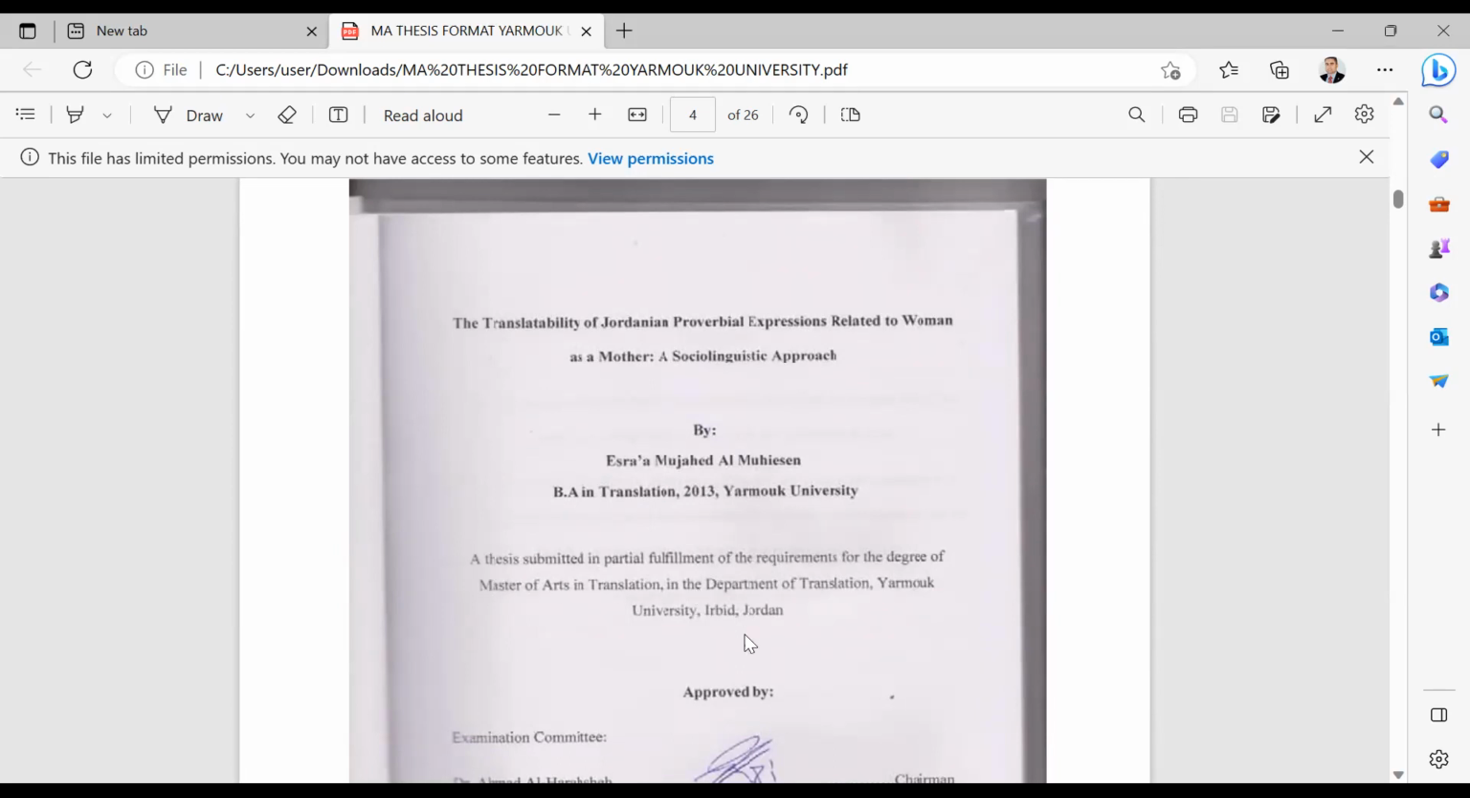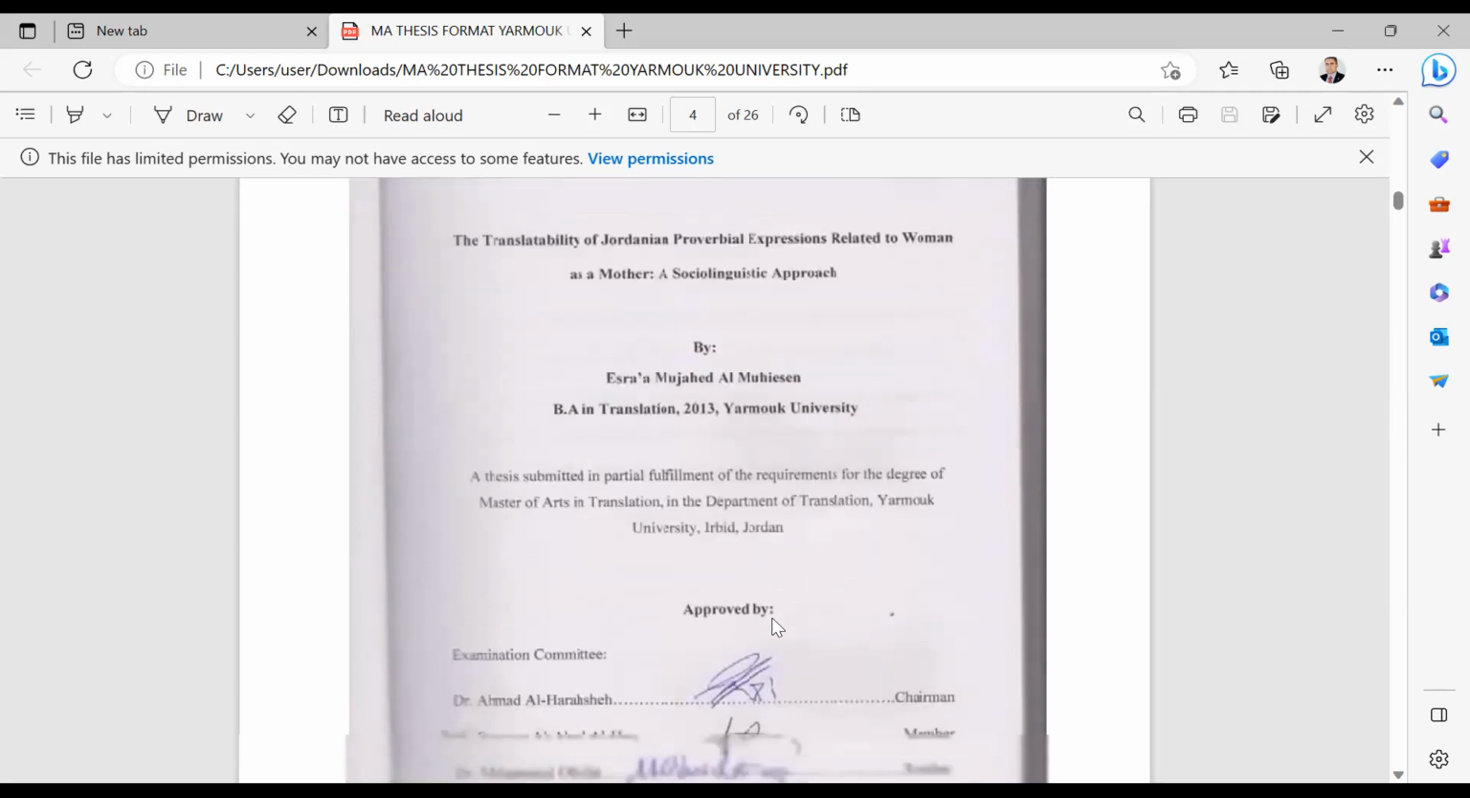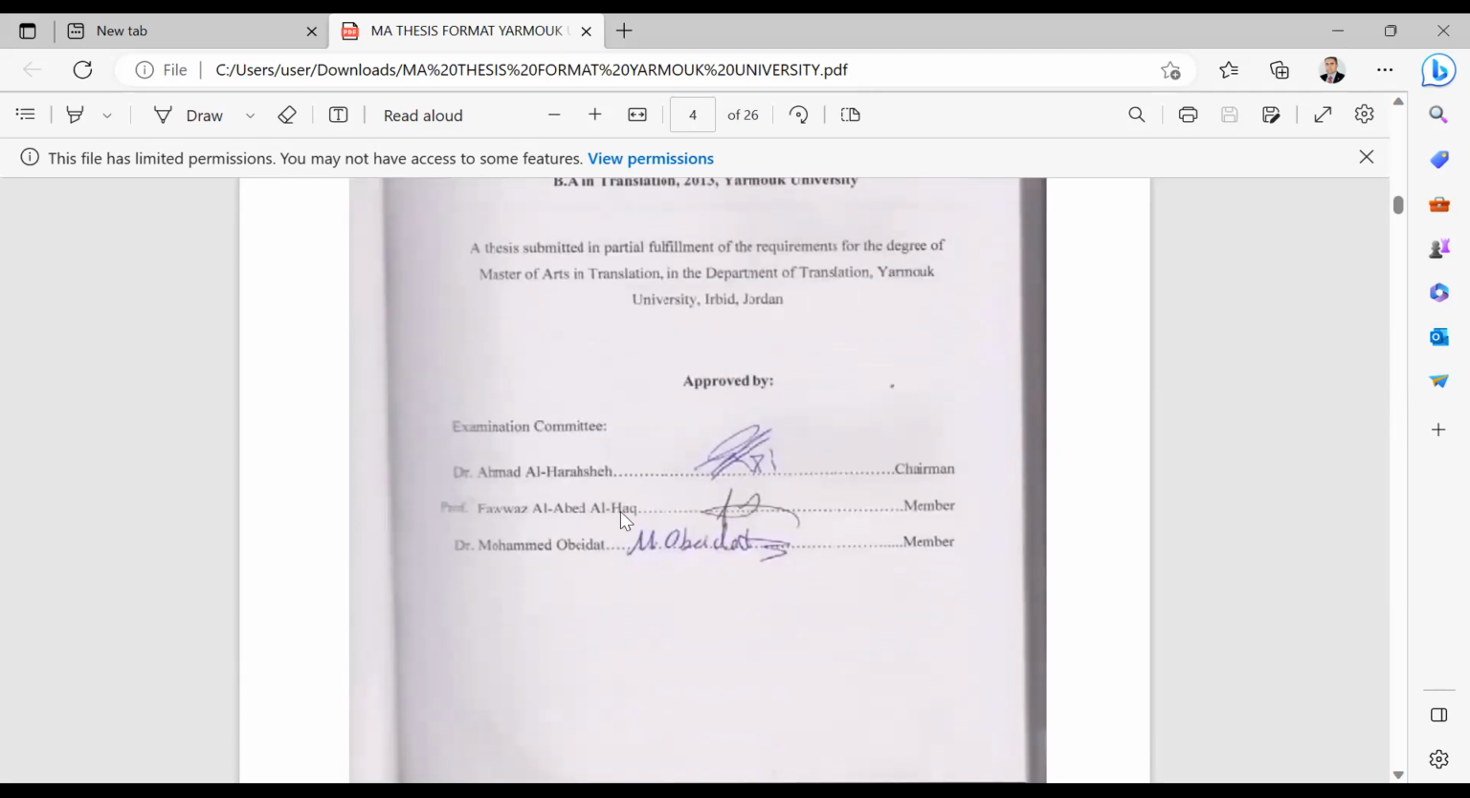Also, you have to add this information here: a thesis submitted in partial fulfillment of the requirements for the degree of Master of Arts in Translation in the Department of Translation, Yarmouk University, Irbid, Jordan. You have to add this information here, and you have to add the examining committee, approved by the examination committee.